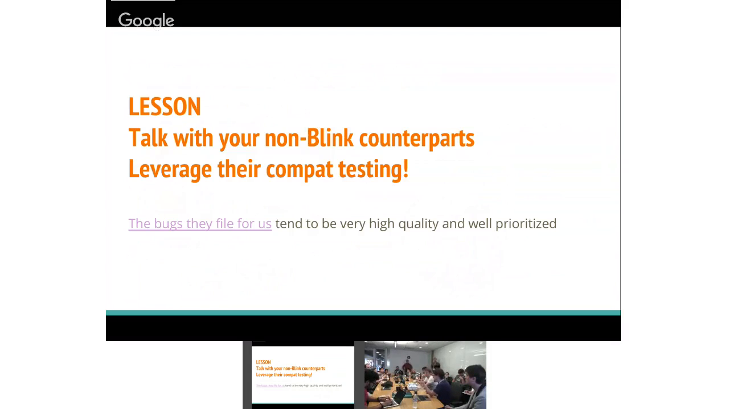for interoperability, first of all, they tend to be right. Their prioritizations tend to be very good. And they tend to be super high quality bugs. They're reduced and they can say, here are these sites where this specific subtle difference causes a problem, and here's how it relates to the spec and that sort of thing. So we should do more to leverage that work since our interests are really aligned. You don't have to do the compat testing anymore.